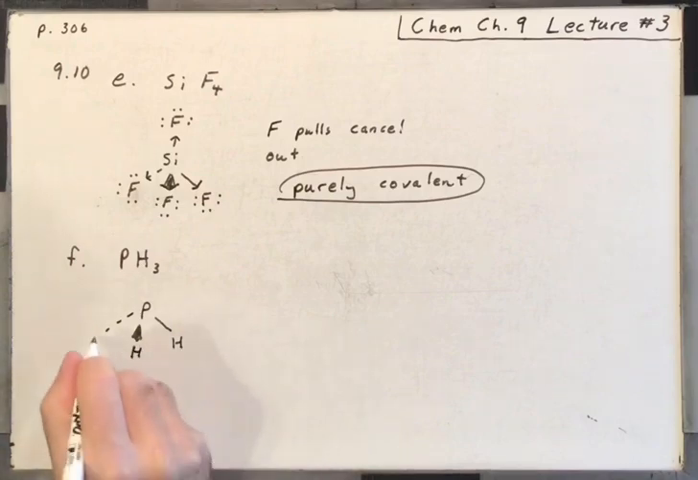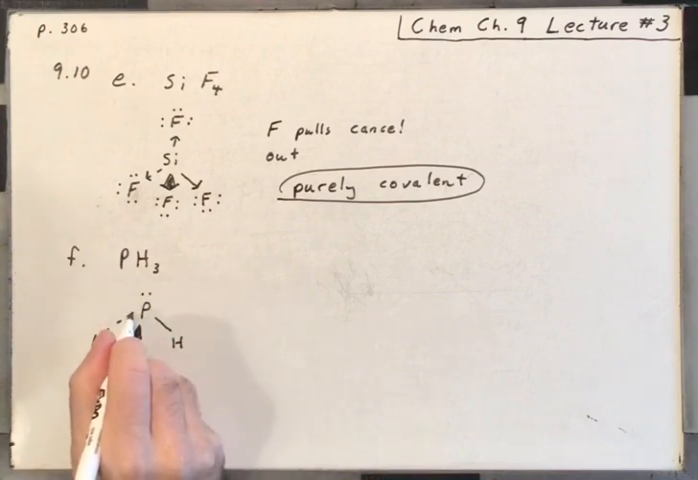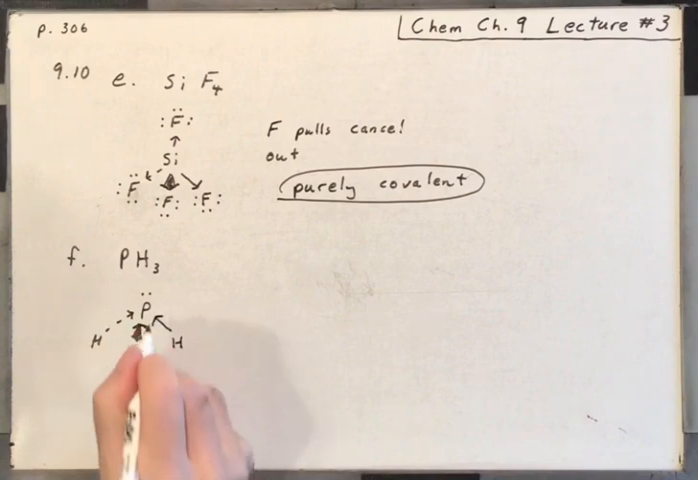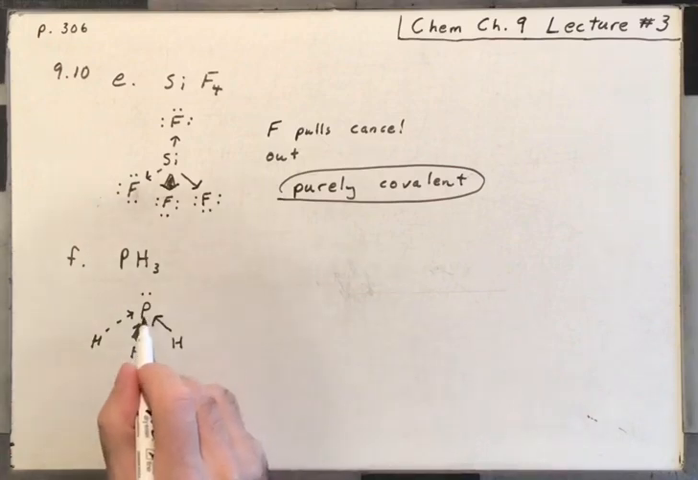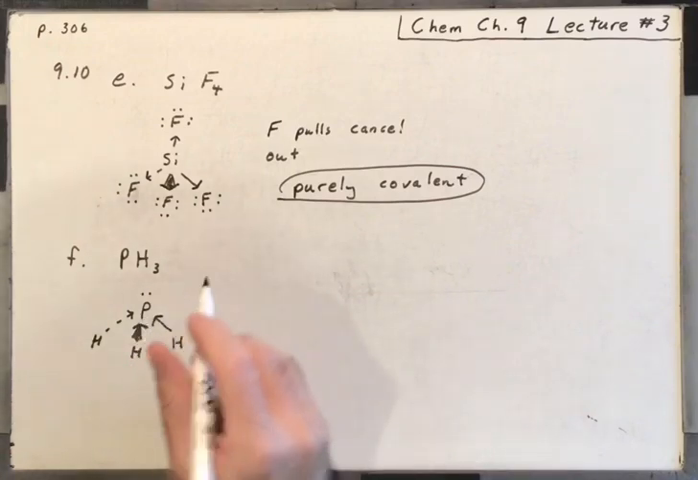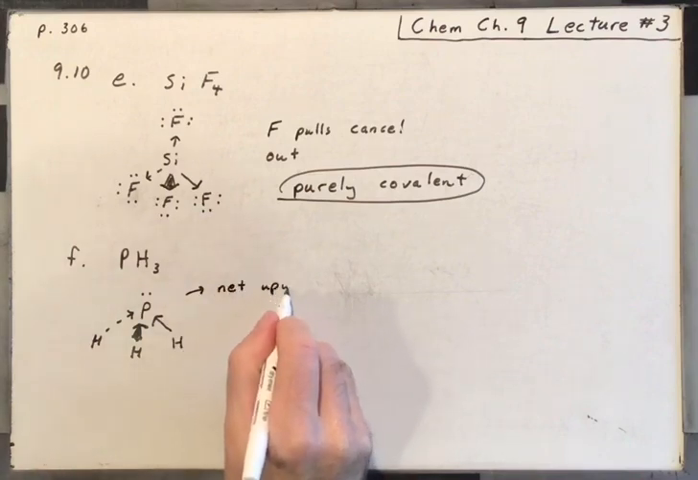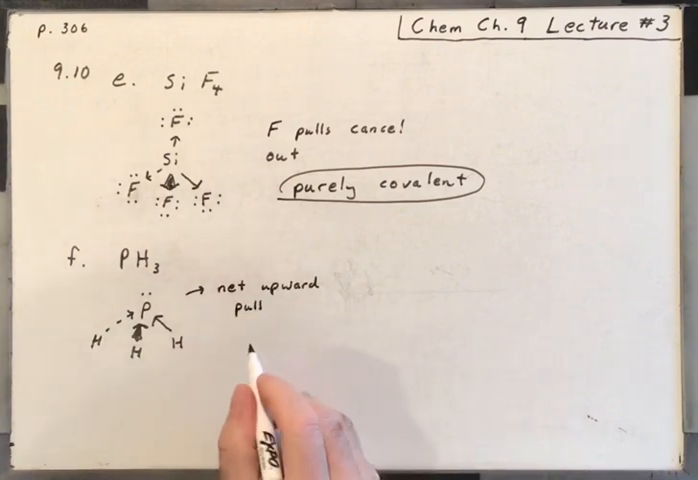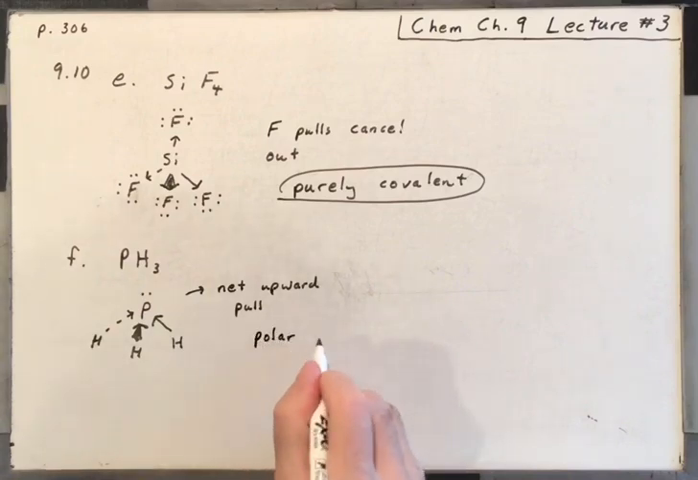Do you remember the bond angle? All right, pyramidal shape, bond angle 107. So phosphorus is more electronegative than hydrogen, so this is going to have a net upward pull. So that is going to make it polar covalent. If it moves, it's polar.